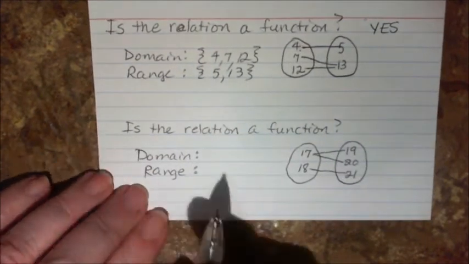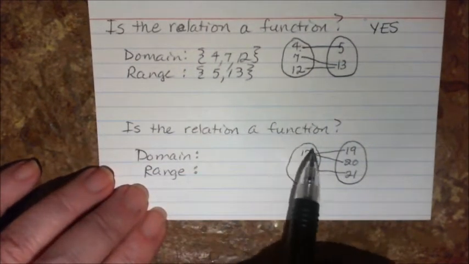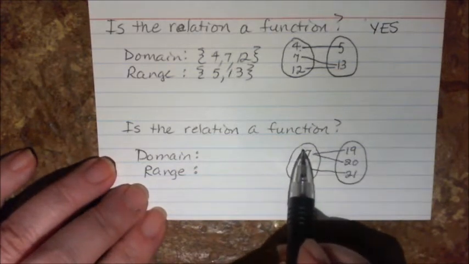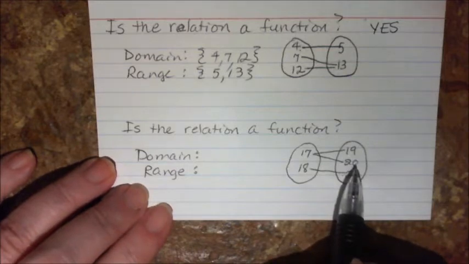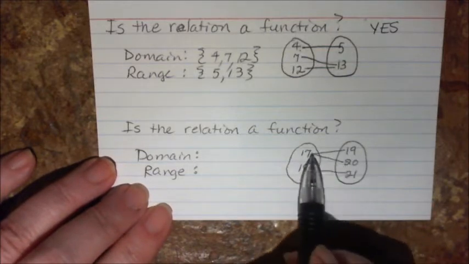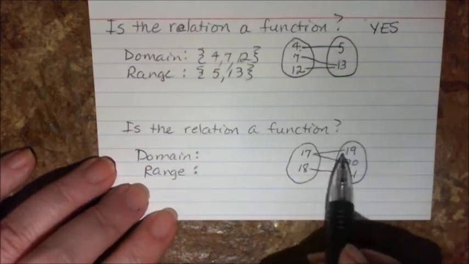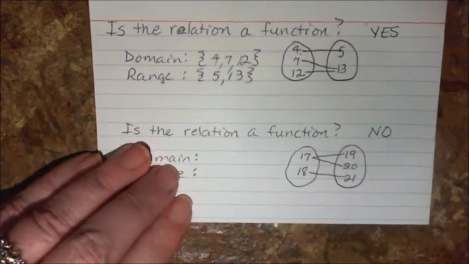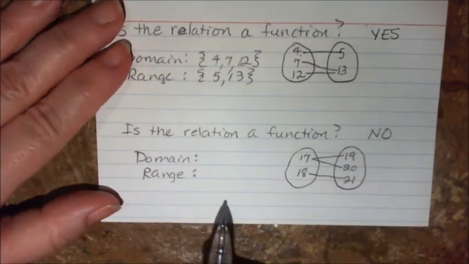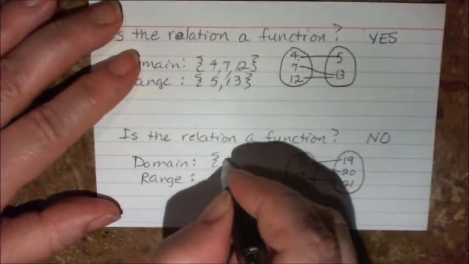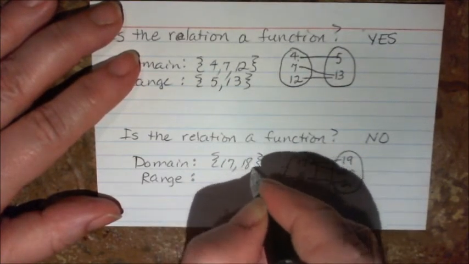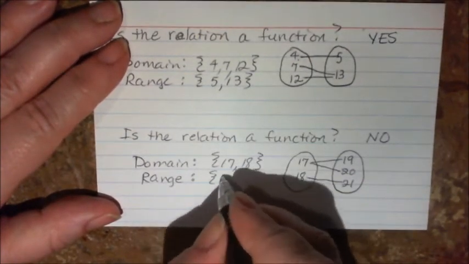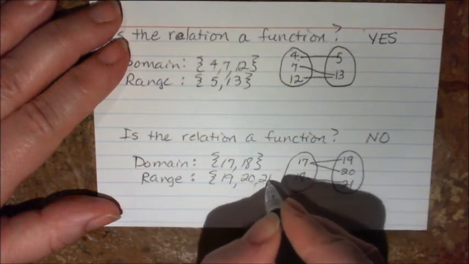Alright, let's look at this one. Is this relation a function? Remember, each input can only go with one output. So let's see, 17 goes with 19, 17 goes with 20. That ruins it right there, doesn't it? Because 17 goes with 19 and 20, and it should only go with no more than one output. So we say right at that point, it is not a function, but we can still name the domain and range. So the domain is easy to see, the values 17 and 18, and the range is also easy to see, 19, 20, and 21.